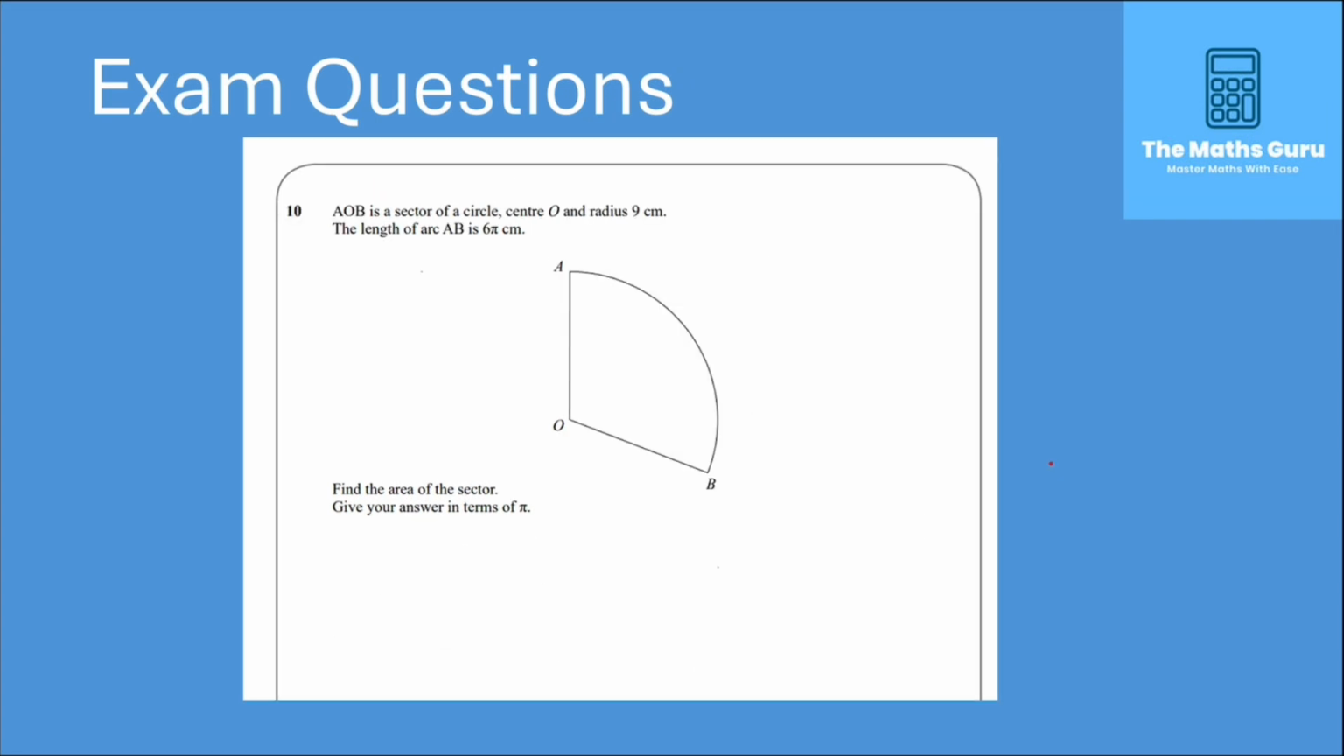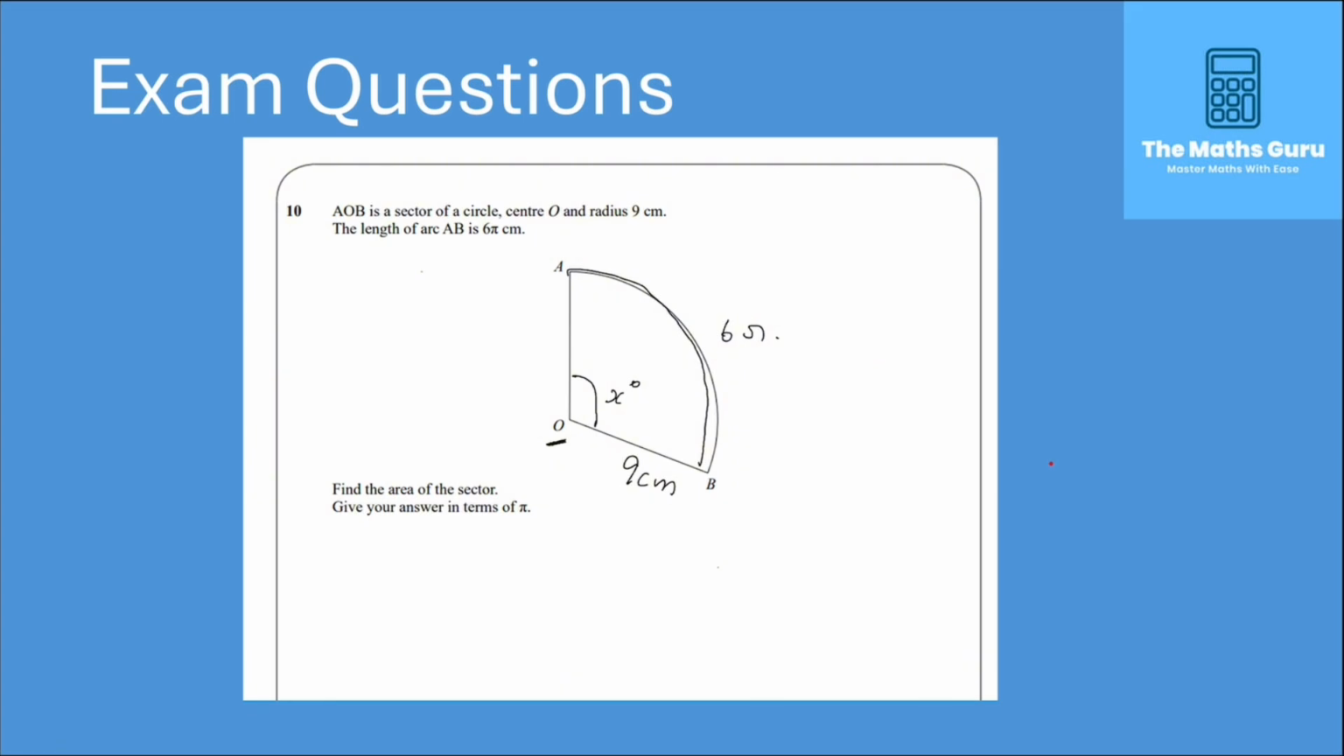Moving on to the last question today. It tells us that AOB is a sector of a circle with center O and radius 9, with x degrees as our center angle, and the length of the arc is 6 pi. So this is just from A to B, our arc length. Find the area of the sector.